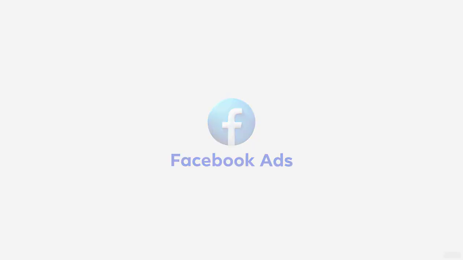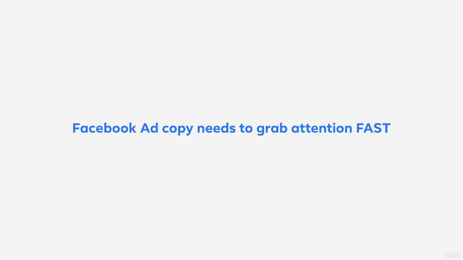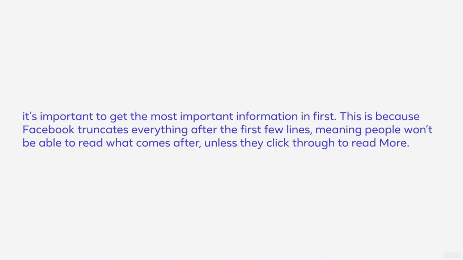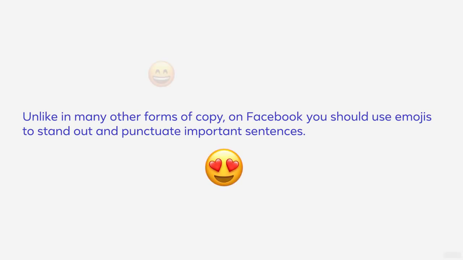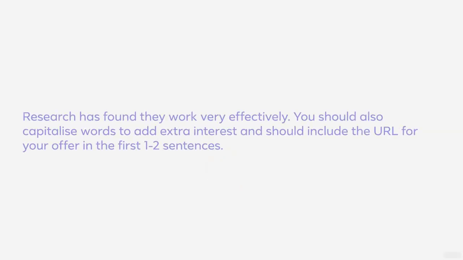Facebook ads. Facebook ad copy needs to grab attention fast, and it's important to get the most important information in first. This is because Facebook truncates everything after the first few lines, meaning people won't be able to read what comes after unless they click through to read more. Unlike in many other forms of copy, on Facebook you should use emojis to stand out and punctuate important sentences. Research has found they work very effectively.